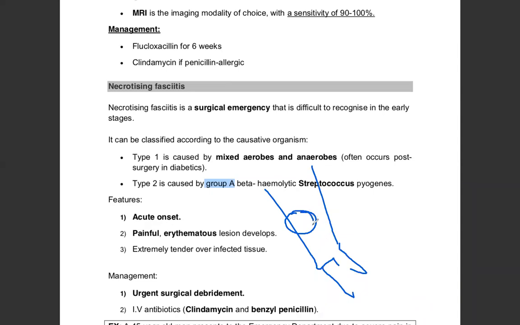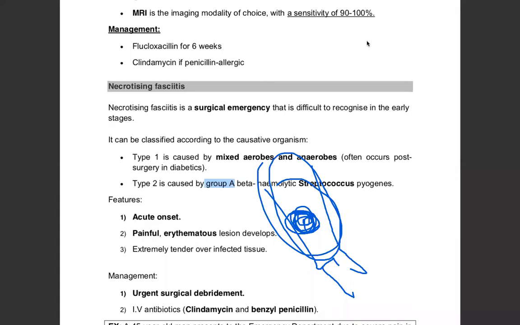Okay, so if the lesion is only this much, with the redness and edema everything here, the pain would be out of proportion. Maybe the whole thigh would be painful. So it is out of proportion to your lesion. When it is like that, at that time you would think of necrotizing fasciitis. Okay, so it's a surgical emergency.